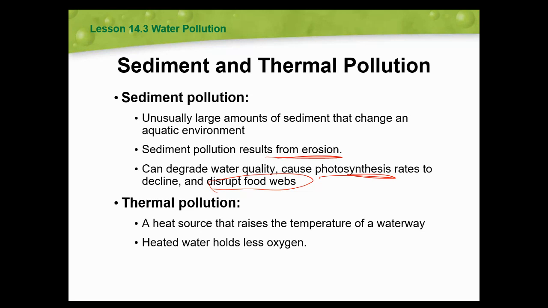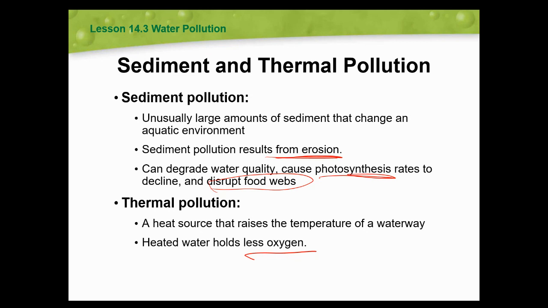Next is thermal pollution. Thermal pollution is where you have a heat source that raises temperature. A lot of times the heated water is actually water that is being used to cool machinery at factories. This water may not ever come in contact with anything toxic or that we would normally think of as a problem, because it's going on the outside of the equipment or next to machinery to help cool it down. But when you add the water back into the river or the lake and it's warmed up, it holds less oxygen. So already you're going to have decreased levels of oxygen. Plus, it can change the type of animals that might be there.